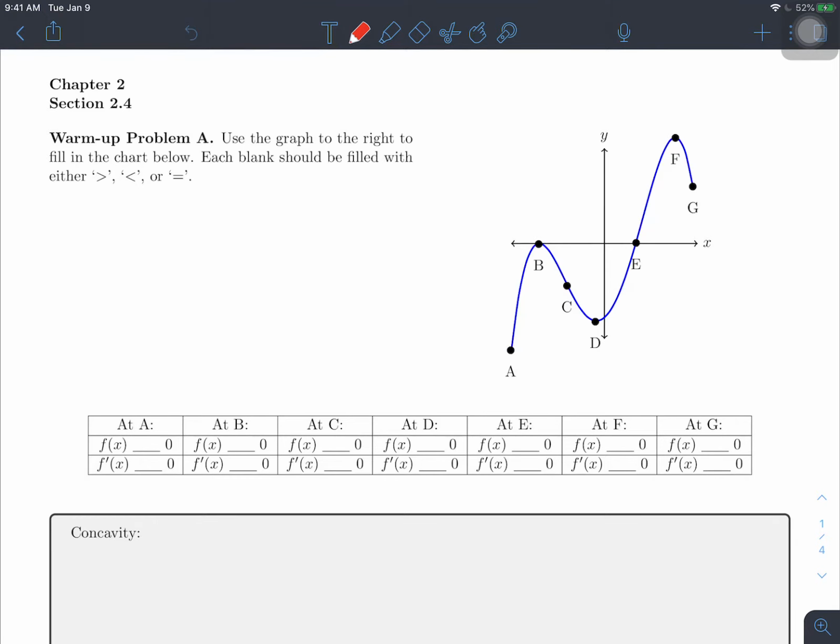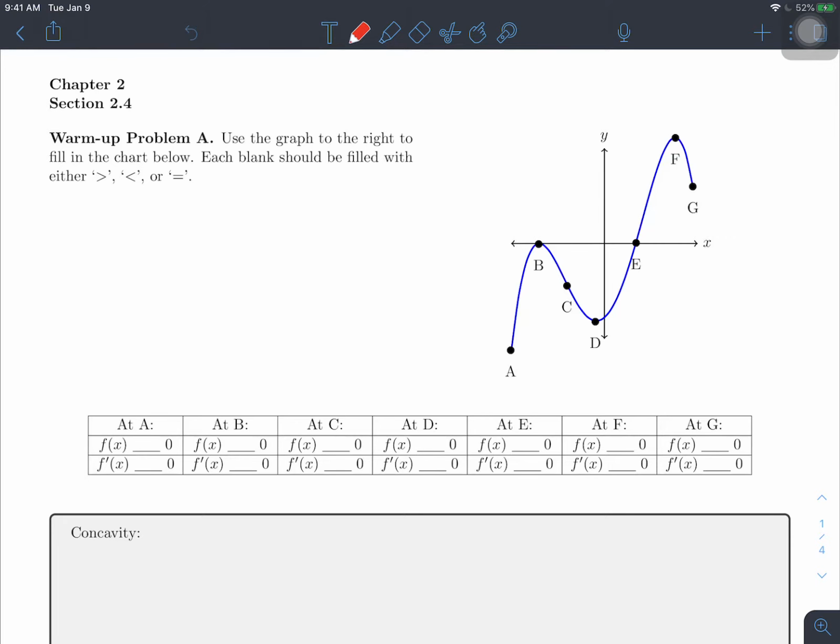down. Because so far what we've done is just kind of this wishy-washy, well, if it looks like an N, then it's concave down, and if it looks like a U, then it's concave up. And that's not a very good way of defining things. So we're going to give a better definition for that. But first, we have this warm-up problem.